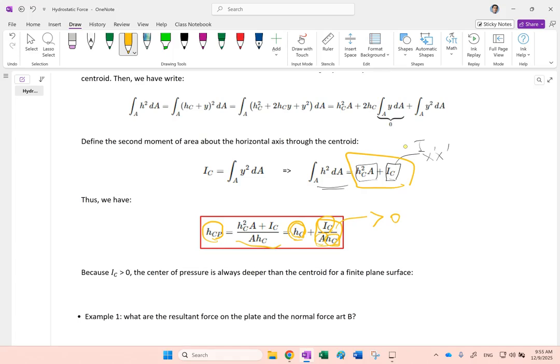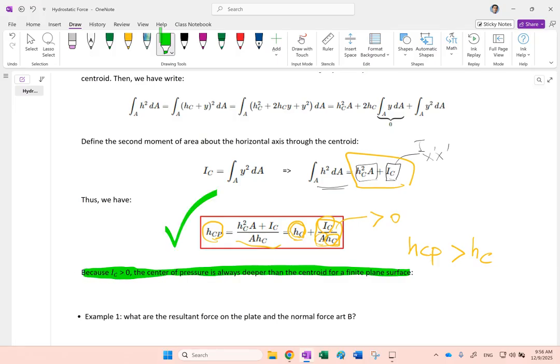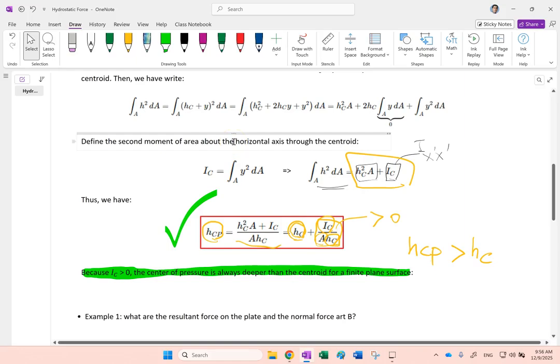So what does it mean? It means HCP is always bigger than HC. In other words, the center of pressure is always below the centroid. Okay, it's deeper than that. And so it's always what? It's always below that, which you can get from this formula, or you can do it by simple geometry, as I'm going to show you in the next example that we're going to see.